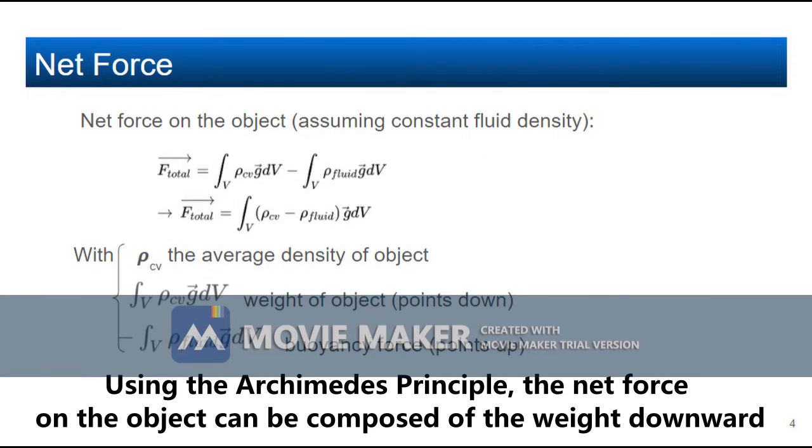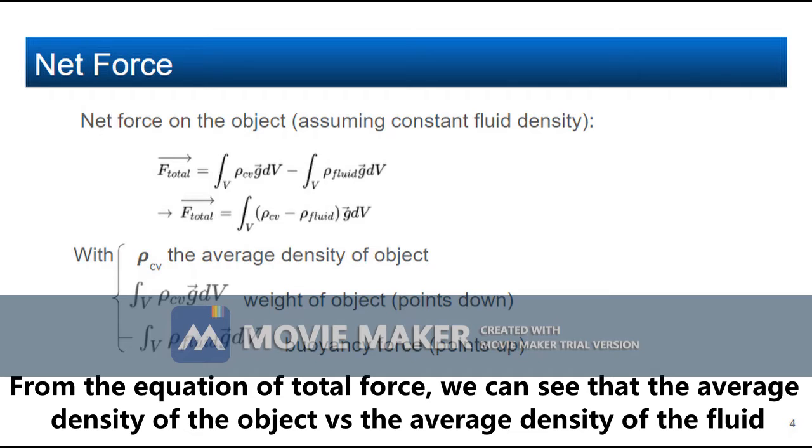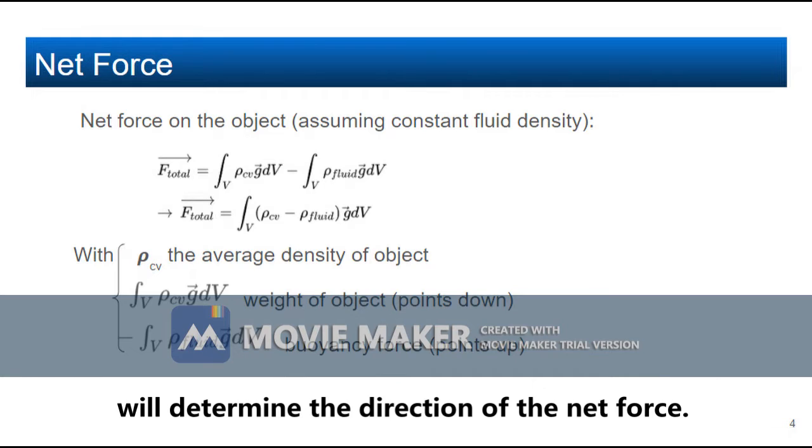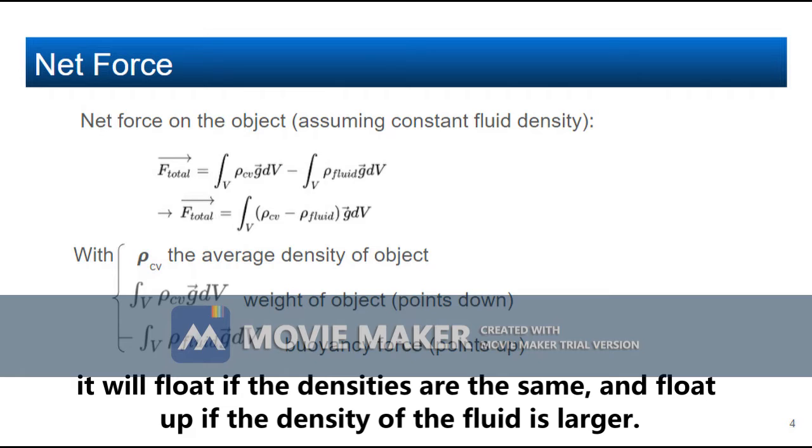Using the Archimedes principle, the net force on the object can be composed of the weight downward and the buoyancy force upward. From the equation of total force, we can see that the average density of the object versus the density of the fluid will determine the direction of the net force. If the average density of the object is larger than that of the fluid, the force will head downward and the object will sink. It will float if the density is the same, and it will float up if the density of the fluid is larger.